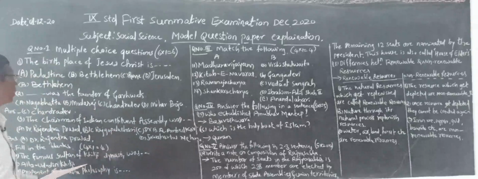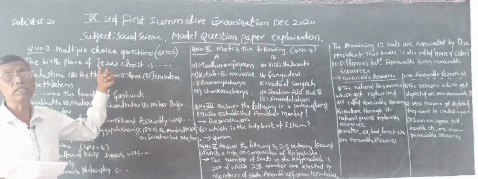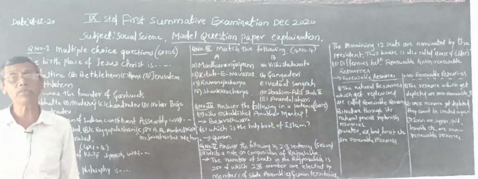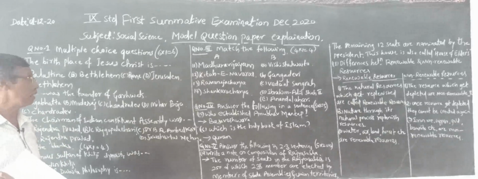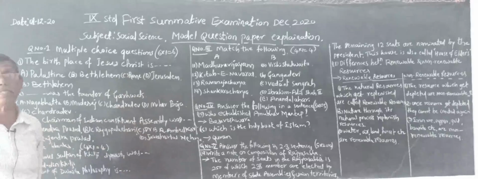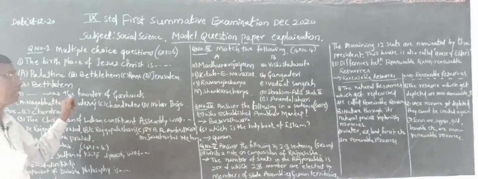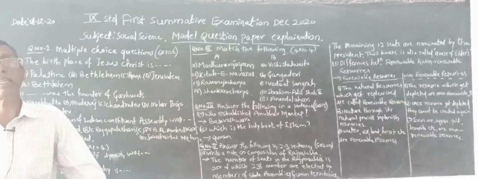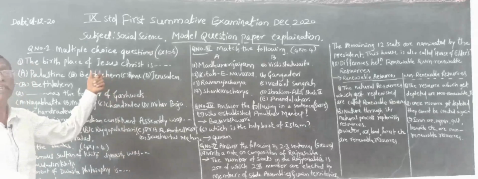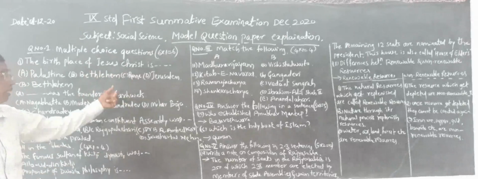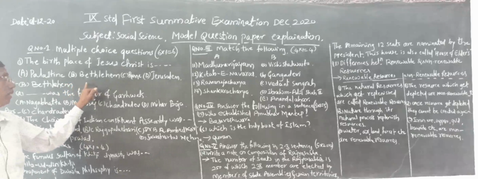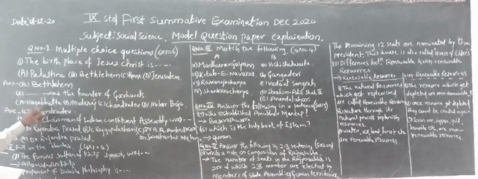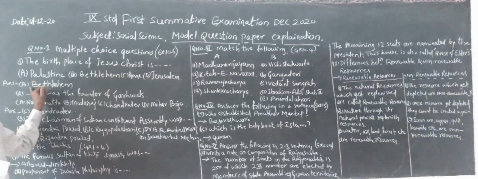The first example here is the birthplace of Jesus Christ. They will ask which is the birthplace of Jesus Christ, and below the question 4 options are given. Among these 4 options you have to choose the suitable answer for that question. Here the options are A Palestine, B Bethlehem, C Rome, D Jerusalem. Which is the correct answer? You have to choose and write it along with its alphabet. Here the correct answer is option B, that is Bethlehem. Bethlehem is the birthplace of Jesus Christ. Here in the paper you have to write B, Bethlehem, along with its option B.